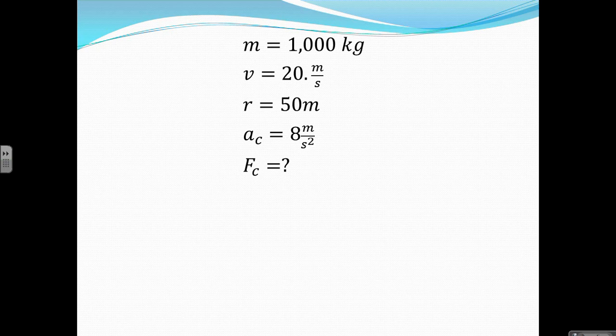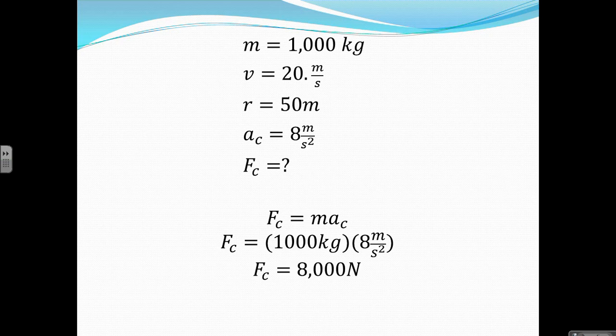Moving on to our centripetal force, that is force centripetal equals mass times acceleration centripetal. That is 1,000 kilograms multiplied by 8 meters per second squared. And that gives us a centripetal force of 8,000 newtons. And this is it for centripetal force.